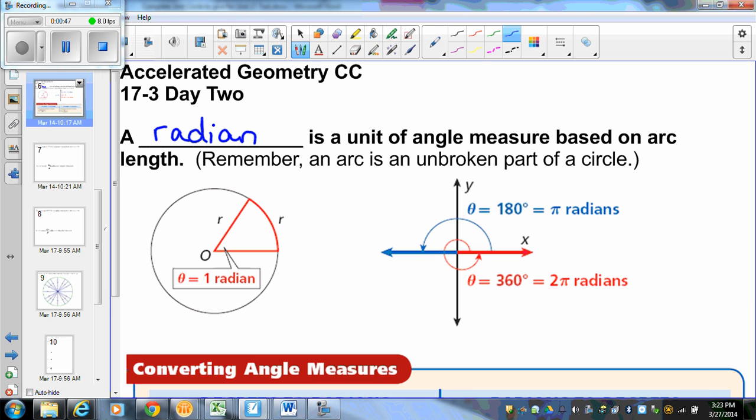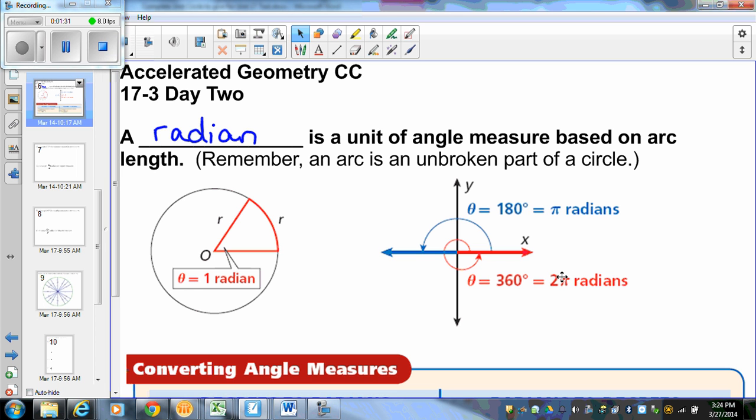So a radian is a unit of angle measurement that is based on arc length. Remember, an arc is an unbroken part of the circle. So the way it works is if the distance around the unit circle, if that arc measurement is equivalent to the length of the radius of the circle, then the angle measure of that central angle there should be 1 radian. And so if you think about it going all the way around the circle, then if we go 360 full degrees, that is equivalent to 2 pi radians. So 1 full circle is 2 pi radians.